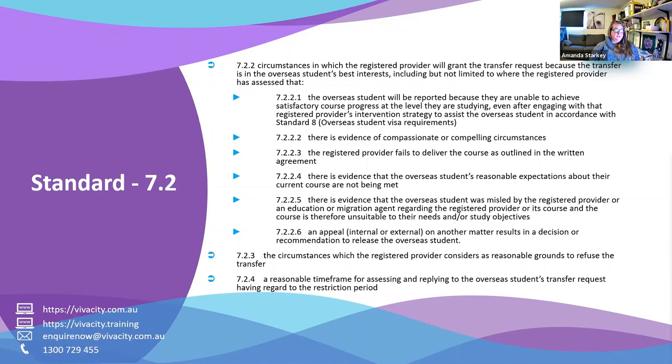7.2.3, the circumstances which the registered provider considers as reasonable grounds to refuse the transfer. So you need to have a policy and process for dealing with a reasonable time frame for assessing and replying to the overseas student's transfer request, having regard to the restriction period.